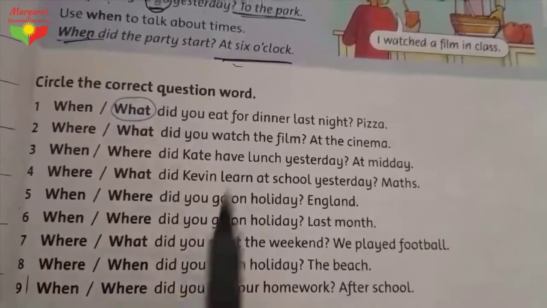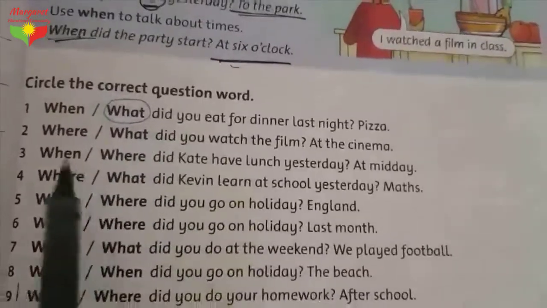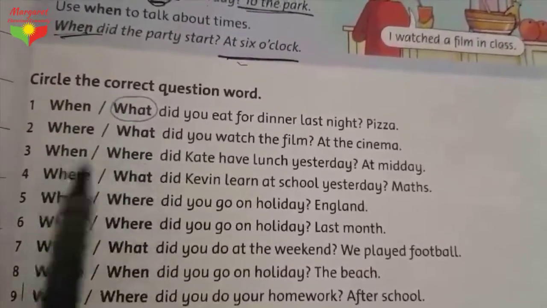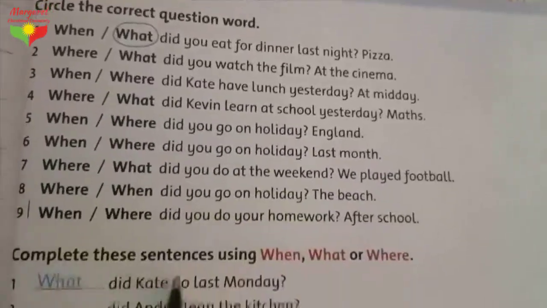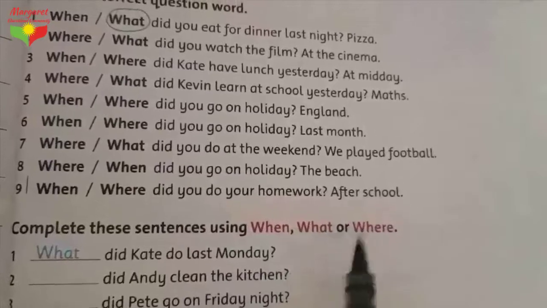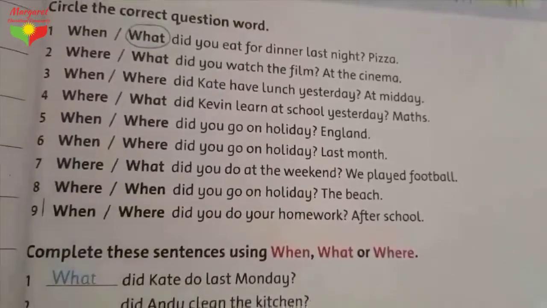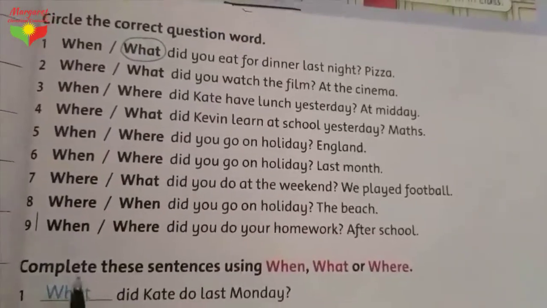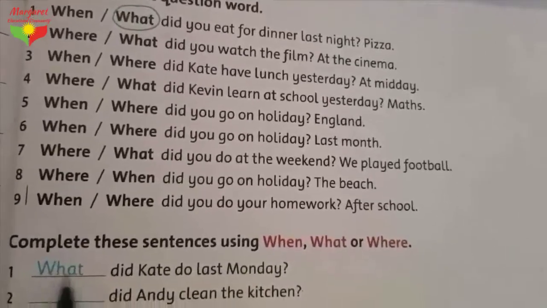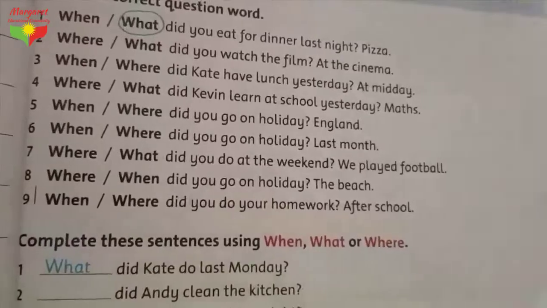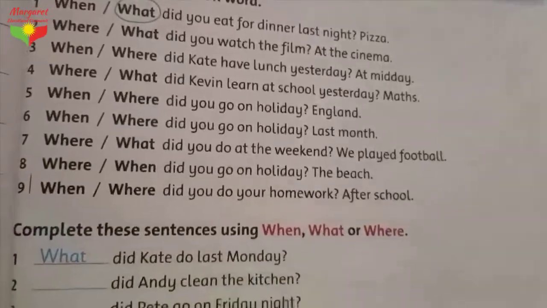Circle the correct question word. Complete the sentences using when, what or where. Look at the first example. Did Kate do last Monday? So I have to ask with this WH question word, which is what. What did Kate do last Monday?